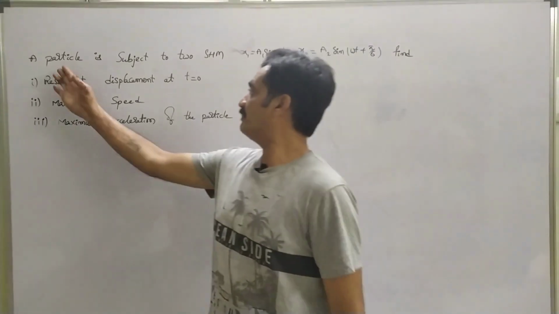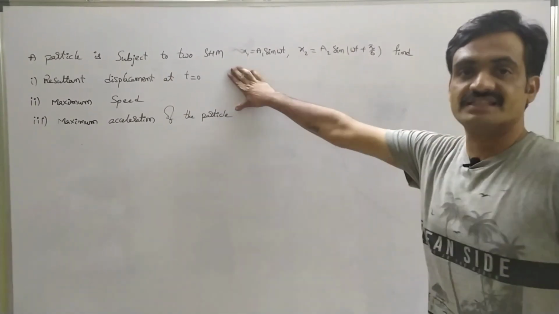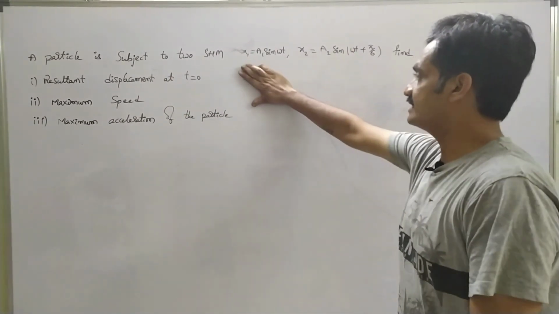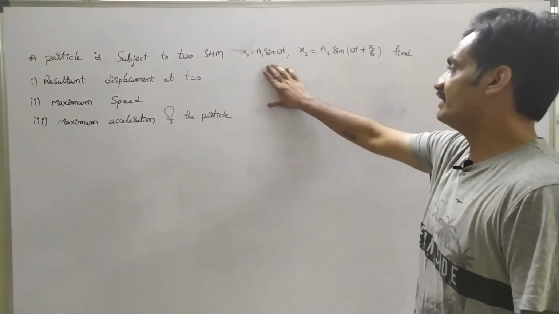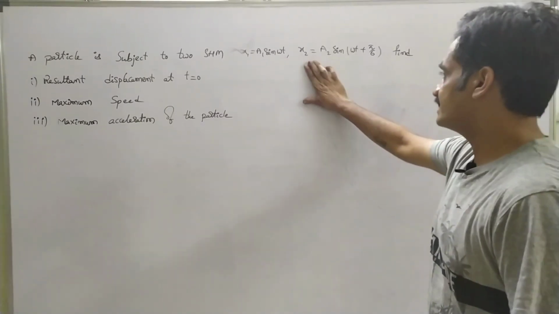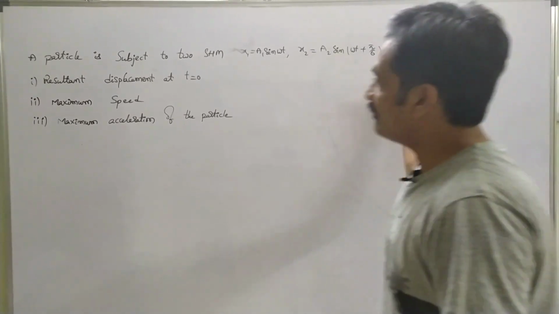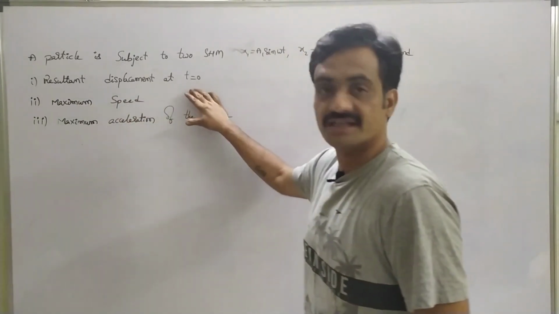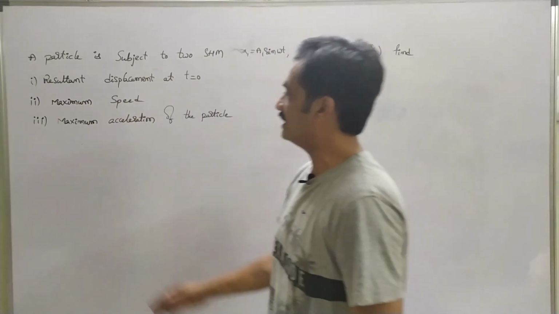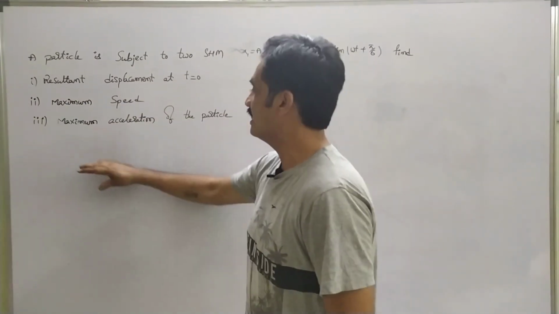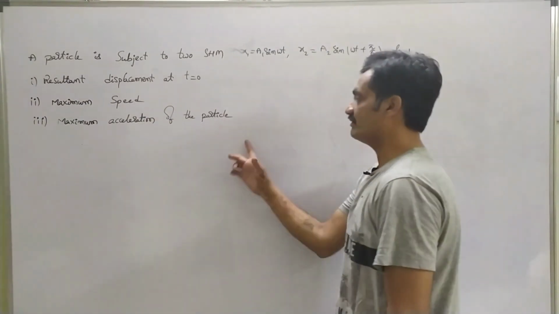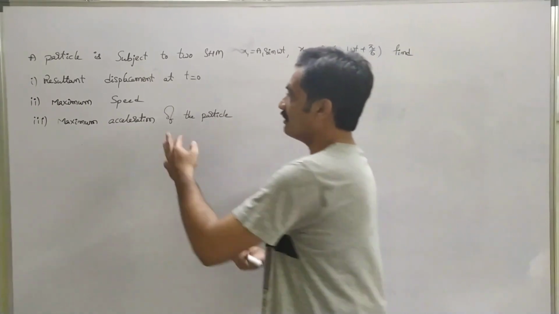Observe the next problem. A particle is subjected to SHM, whereas the first particle's SHM is x1 equals a1 sin omega t, and the second one is x2 equals a2 sin omega t plus pi by 6. We have to find the resultant displacement at a time t equals 0 seconds, as well as we have to represent the maximum speed as well as maximum acceleration of the particle. So let us solve the first one.